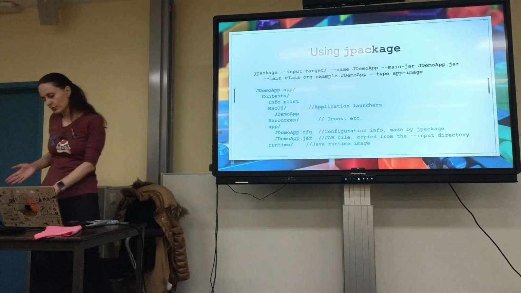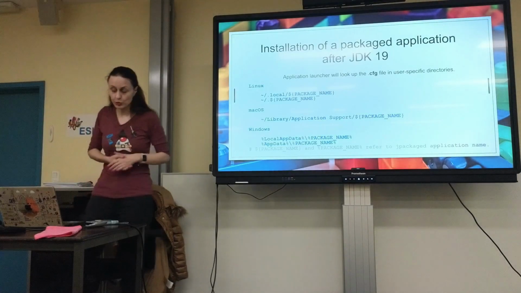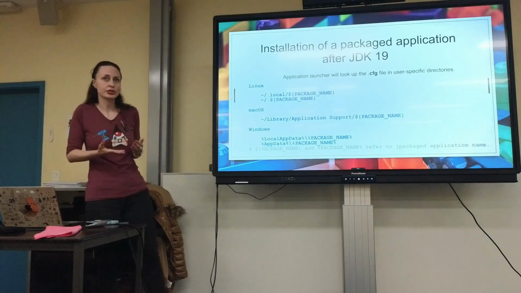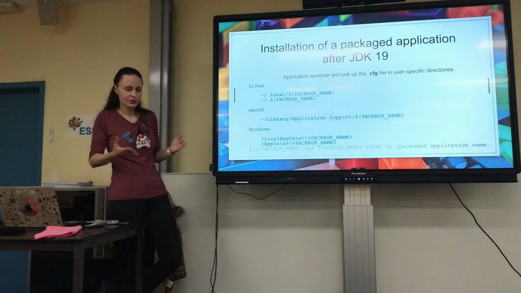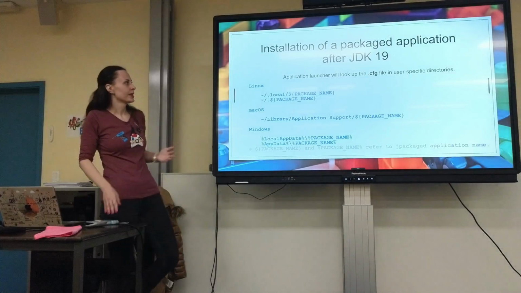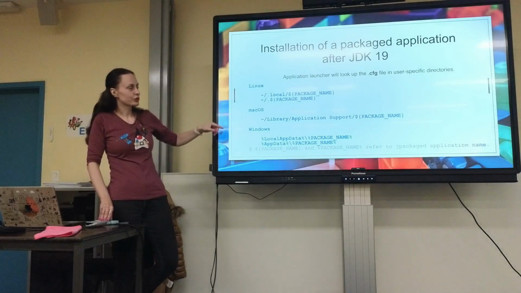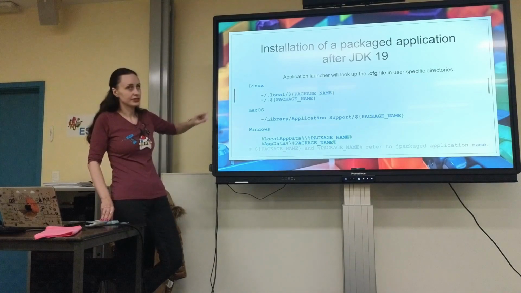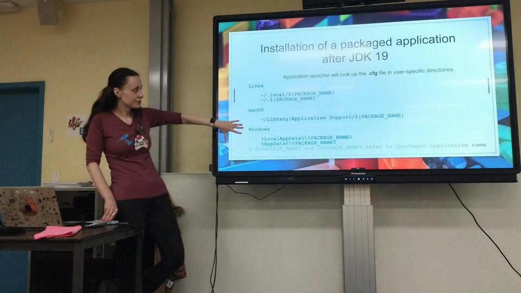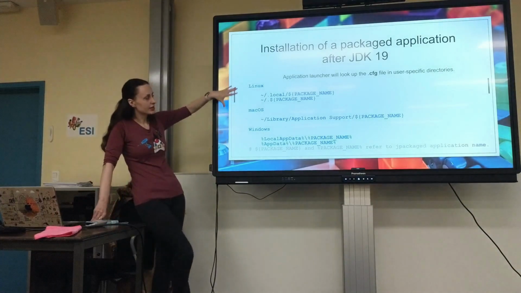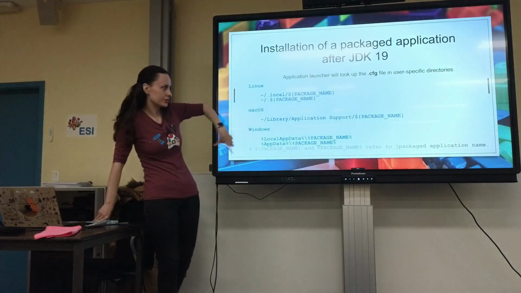But as we know, we're not most of the time working with system-wide privileges when we're installing applications. We're working with users and specific user parameters. So we have config files with specific user requirements, right? So what happened is that after JDK 19, the application launcher will look for the config file in some user-specific directories. So you have here all the types of directories depending on operating system, and I also placed what the package name means and so on.